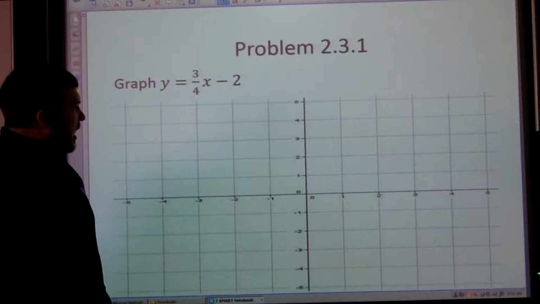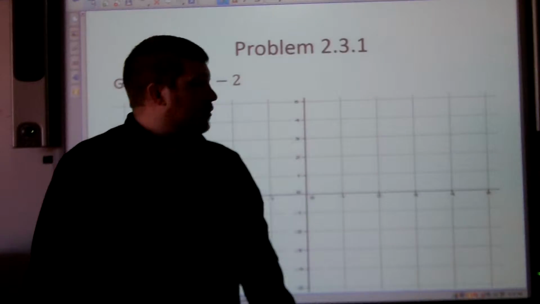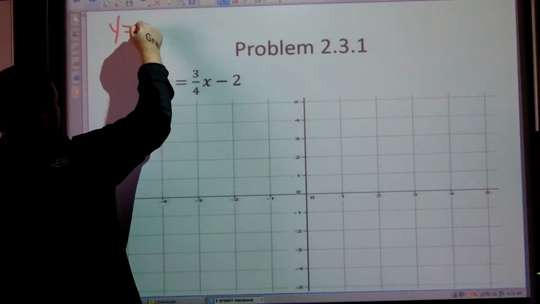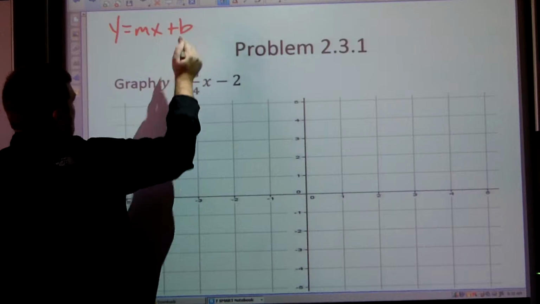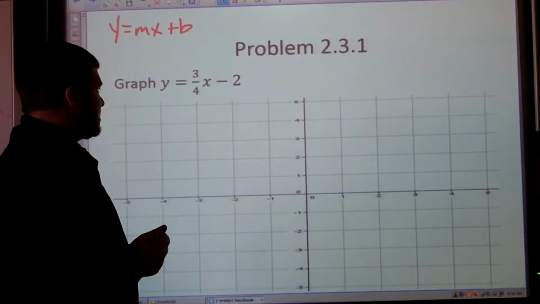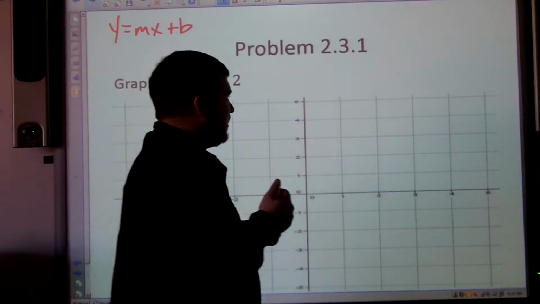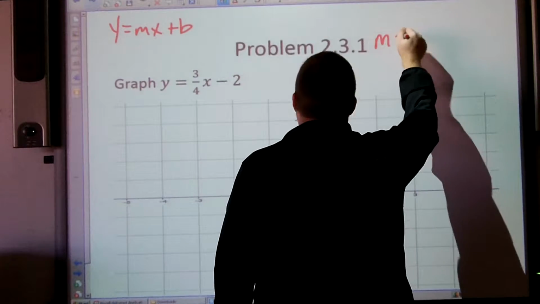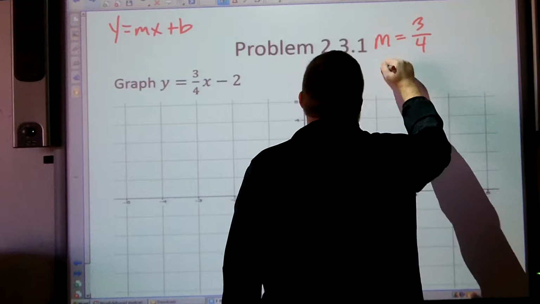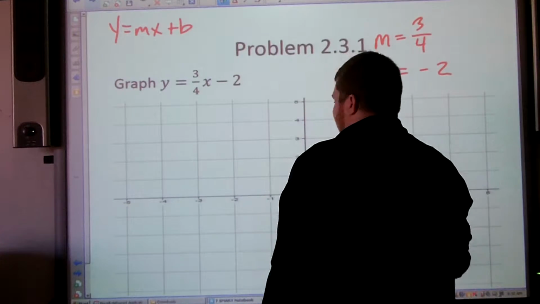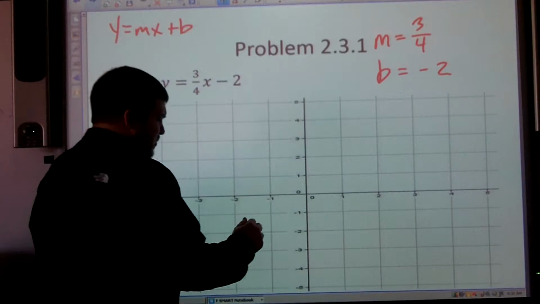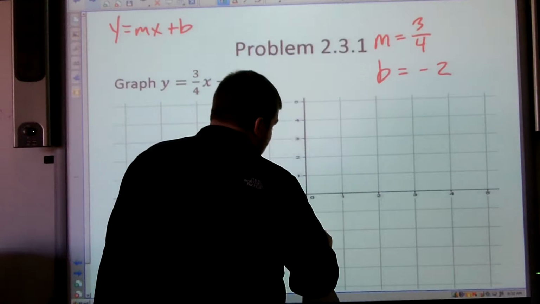Alright, so here, graph y = 3/4 x - 2. So I'm just going to write up my slope-intercept form. We already have y by itself. That was our first step, get y by itself. Now what I like to do is just identify what the slope is. So here the slope, based on our rule up here, m is 3/4 and b is -2. Well, b is -2, that's my y-intercept, so that's the point where it crosses the y-axis.